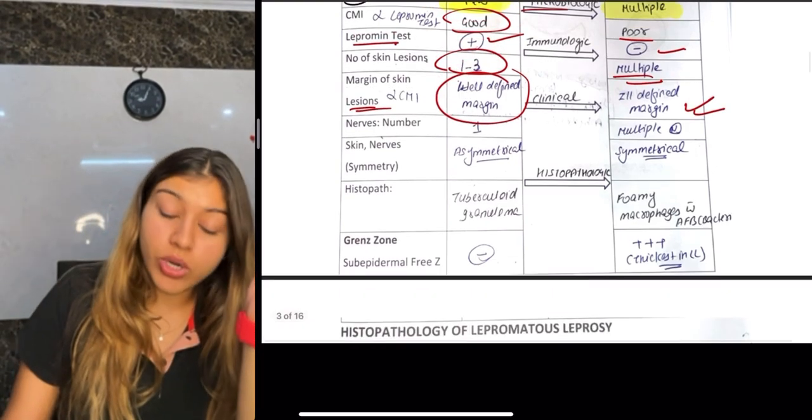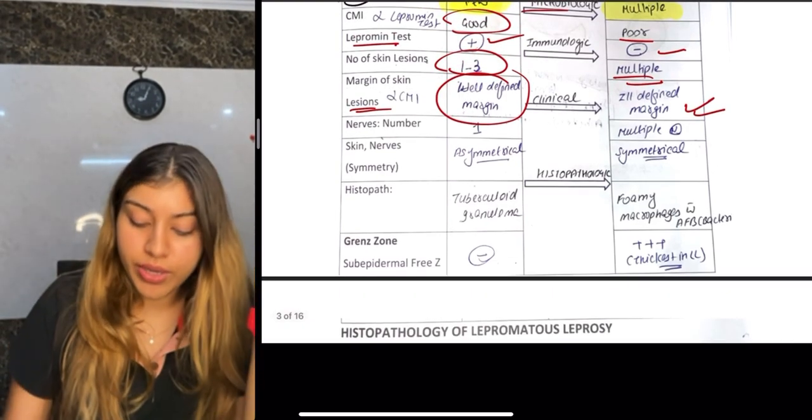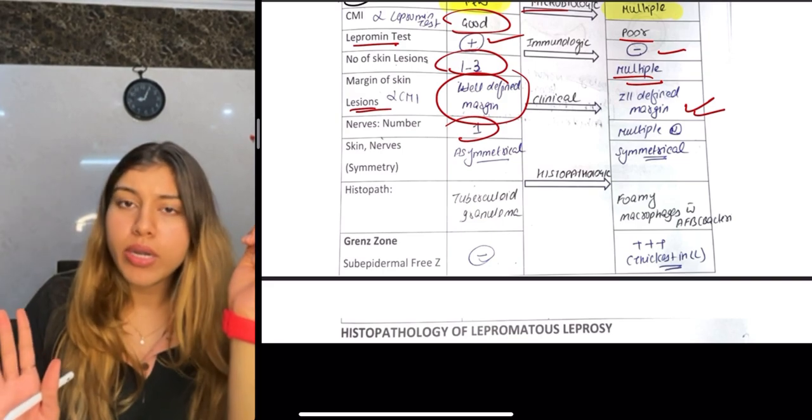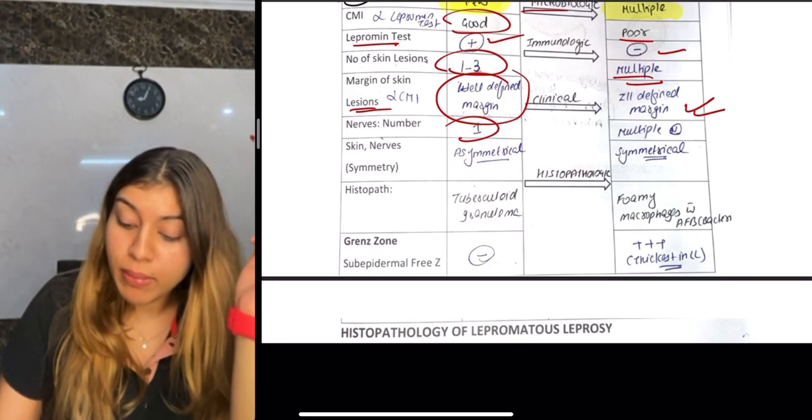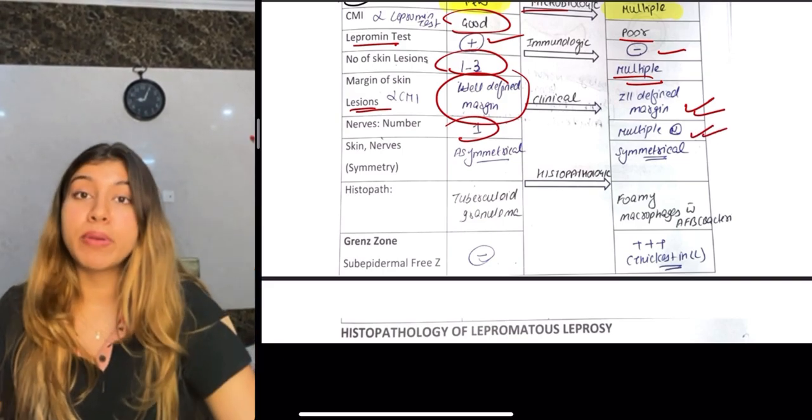Okay, next, the number of nerves which are involved over here. Only one nerve might be involved in tuberculoid type, whereas, guys, there will be multiple nerves involved in your lepromatous leprosy type.